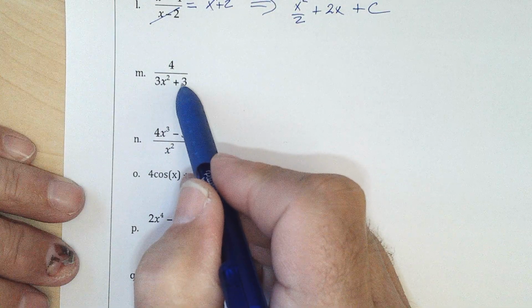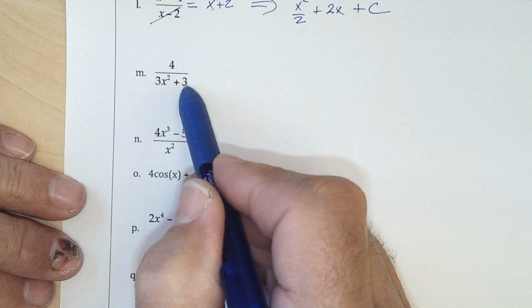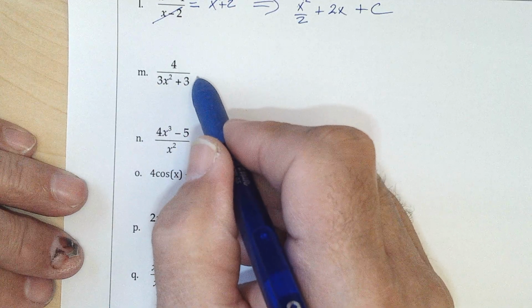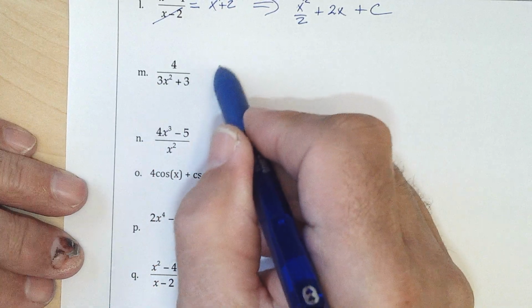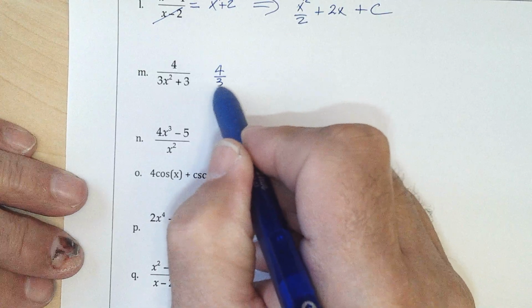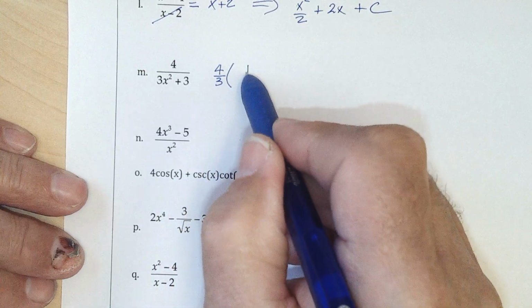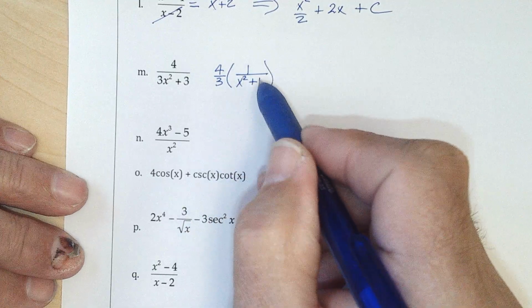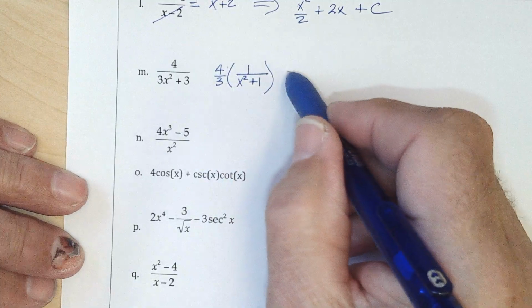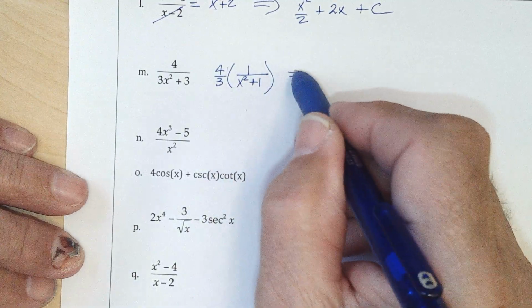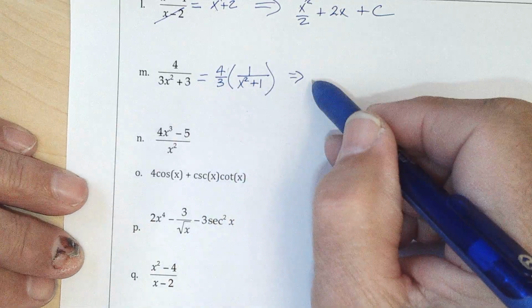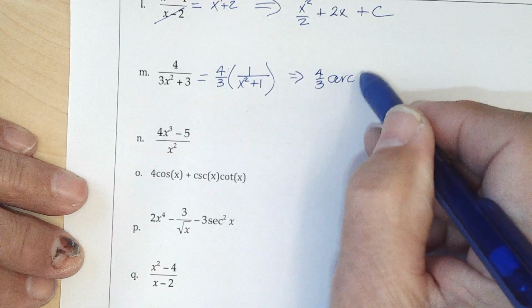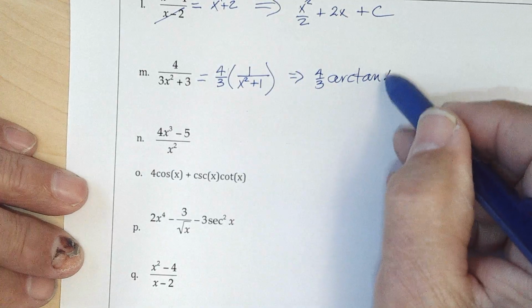We've got addition in the denominator. No way to split that up. So hopefully we can factor something out of this to make it look like something on our note card. Well, we can pull the 4 out, and we can pull a 3 out, and it would be times 1 over x squared plus 1. And that looks like arctangent. So this is equal to that, and when we do the antiderivative, we get 4/3 arctangent x.